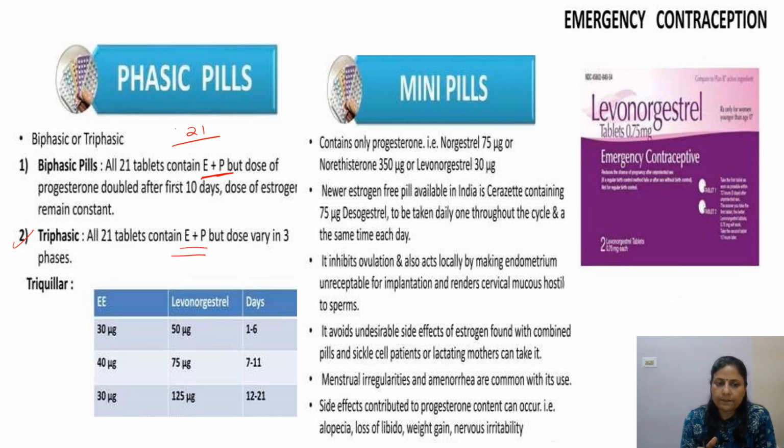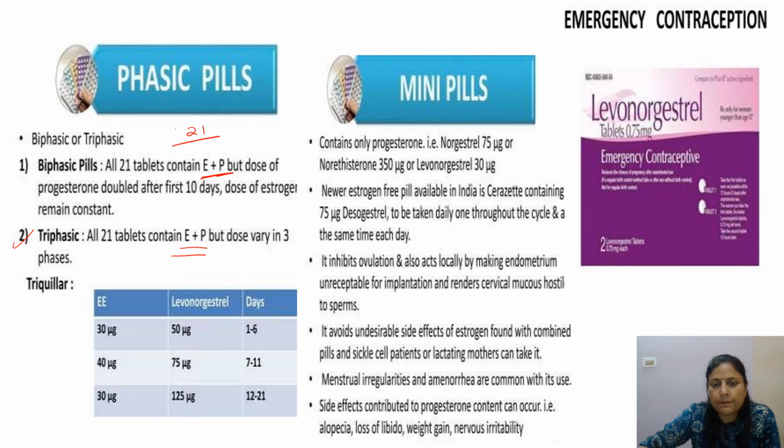But in biphasic pills, out of these 21 tablets, during the first phase there is estrogen and progesterone with a low amount of progesterone, but in the second half there is a double dose of progesterone. Similarly, in triphasic pills, the estrogen and progesterone doses vary in 3 phases.